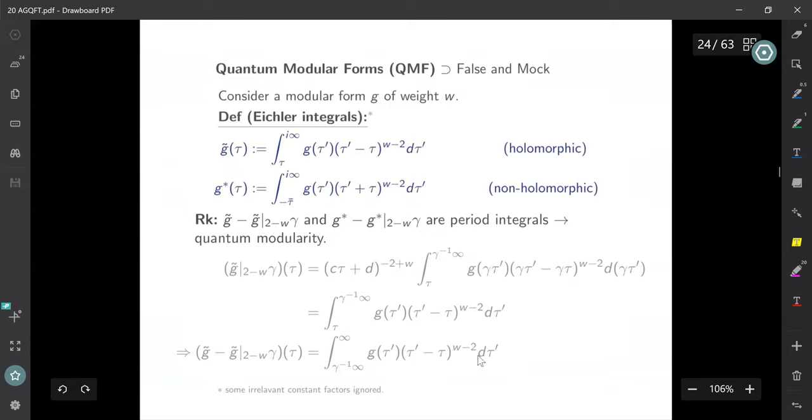So for instance, if w is an integer larger than 2, then you just get some polynomials in tau, which are of course analytic.